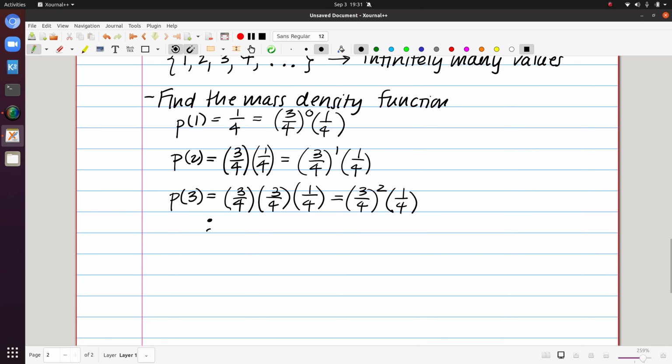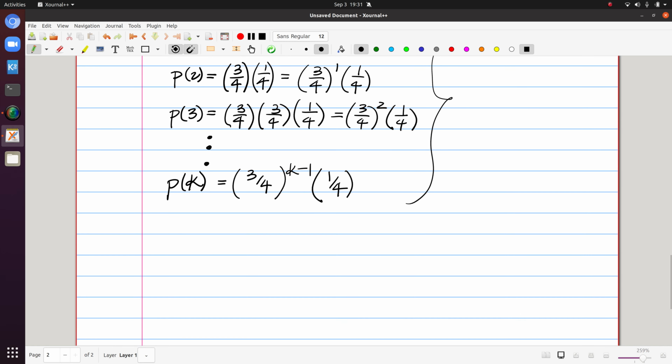And in general, following that pattern or just thinking about the context, if I'm looking for P of k, that's saying that on the first k minus 1 flips of this pair of coins, on all of those, I did not see heads. So I represent that with a 3/4 raised to the k minus 1 power. And then finally, on the kth occurrence, I do see heads, and that's representative of a 1/4. So this here, again, would represent us finding the mass density function in the instance where I have infinitely many values in the range of my random variable.